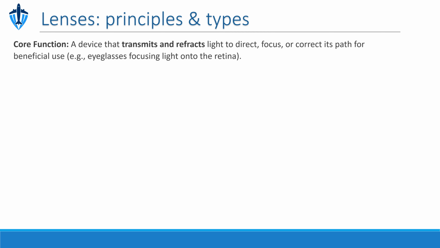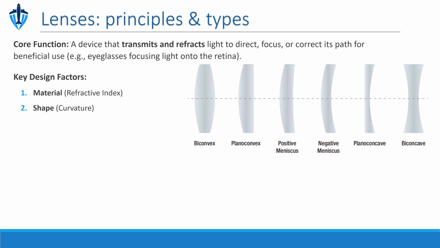Two main factors determine how a lens behaves: the material it's made from, which defines its refractive index, and its physical shape or curvature. You can see the fundamental shapes in the figure. Lenses are classified in several ways. A simple lens uses a single piece of material.